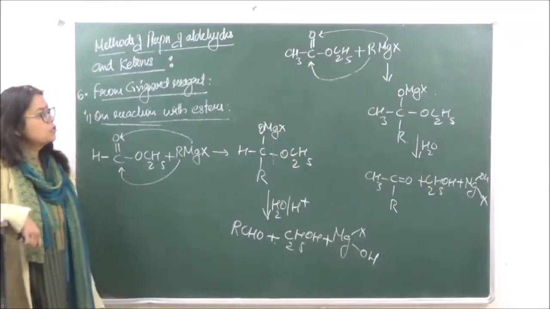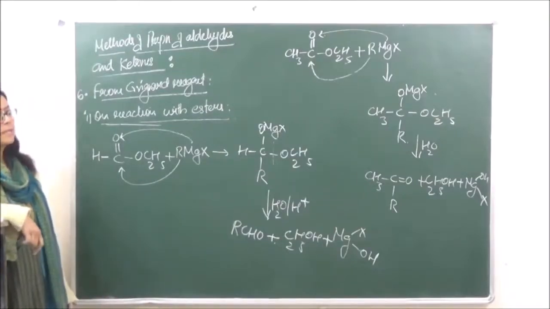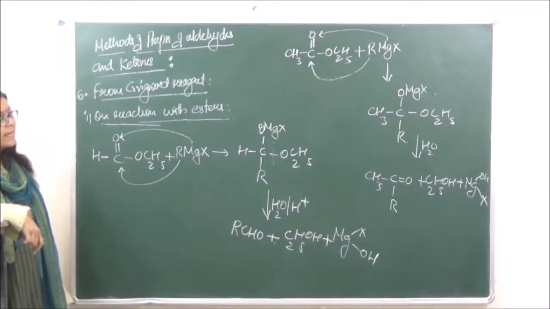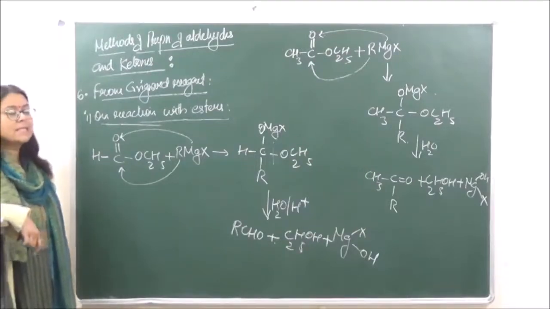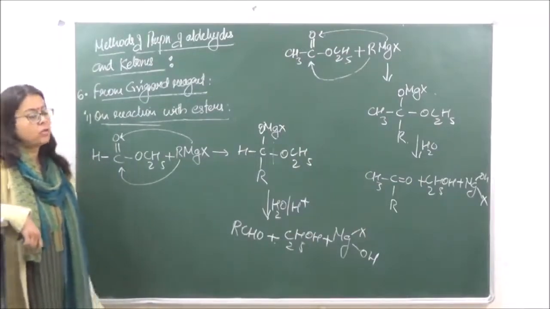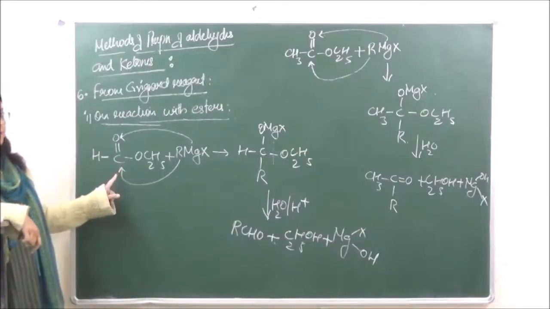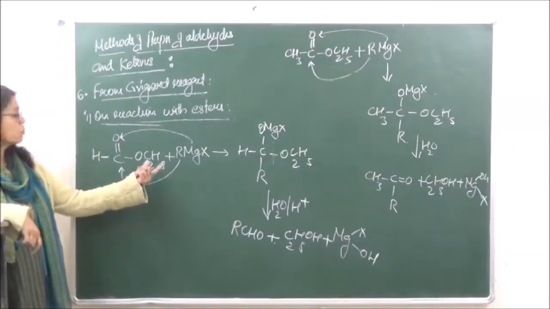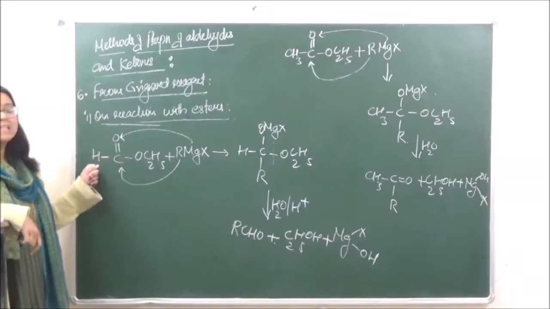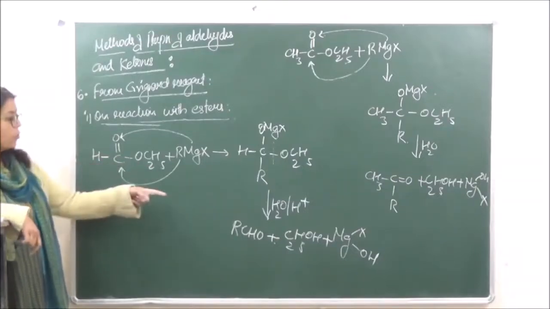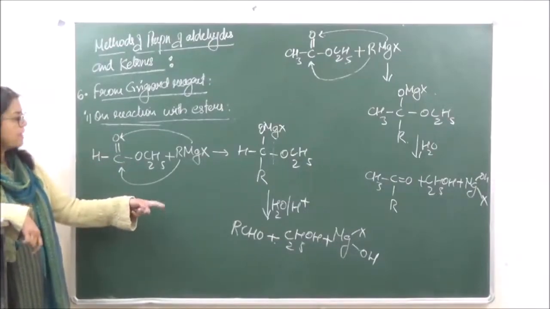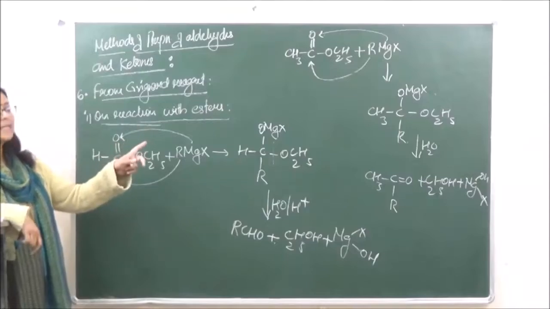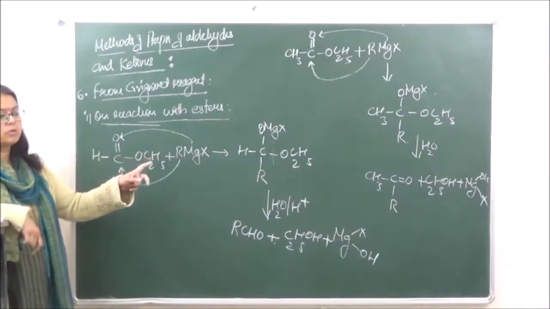Is it clear? So the mechanism is going to be same. So it's generally the formic ester which is going to give us aldehyde. Rest all the esters are going to give us ketones. Only this is going to give us aldehyde. Here it could be C2H5, it could be C3H7, it could be anything, but on the left hand side of the carbon there should be hydrogen only, then it will give us an aldehyde. Otherwise all the rest are going to give us ketones, right?